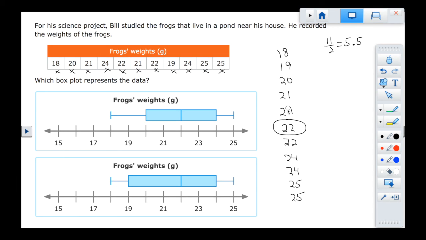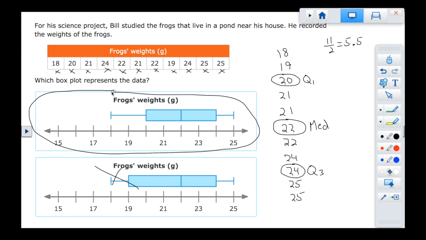Now, in my lower half, I still have 5 numbers. So the middle number down here is going to be Q1. So that is 20. Remember, this is the median. I didn't mark that. And then up here, Q3 is going to be 24 because that's the middle number of the upper half. So 20, yes. 24, that looks good. Nope, this one has Q1 at 19, so this is no good. This is the graph we want to go with.